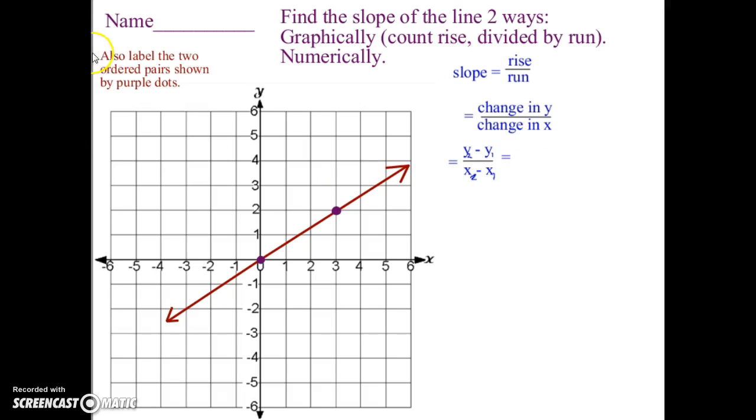So lastly, if you look over here, this is probably the most important thing. Label the two ordered pairs shown by the purple dots. So I gave you this line here, the red line, and I gave you two purple dots here to represent two ordered pairs. So I want you to go from this point to that point, tell me what the slope is. Okay, thank you for listening, and then when you come to Class Connect, we'll do this together.